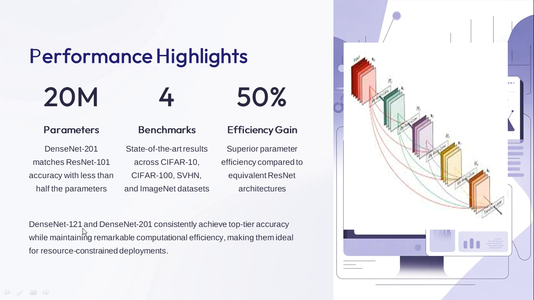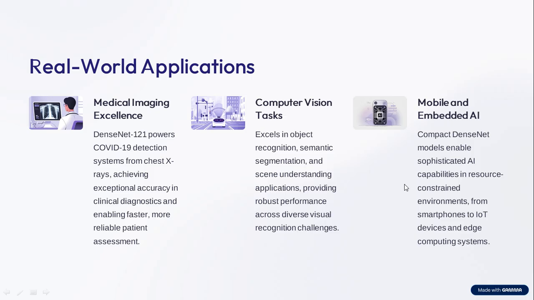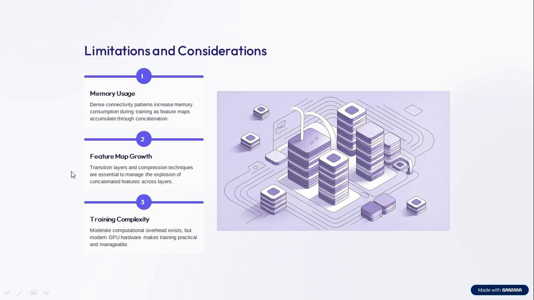DenseNet 121 and 201 are helpful to achieve top tier accuracy and increase the computational efficiency also. Where can we use DenseNet? We can use DenseNet for medical image analysis, computation tasks, as well as mobile embedded AI also. And the limitations are memory usage, feature map growth, and training complexity.